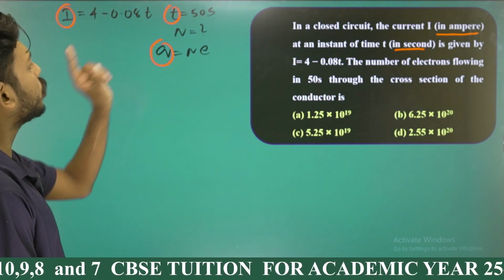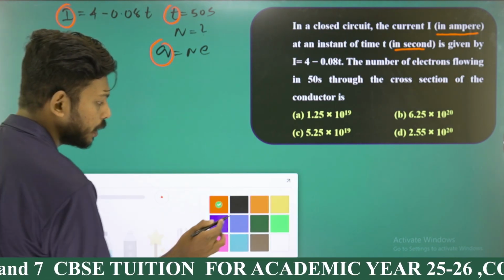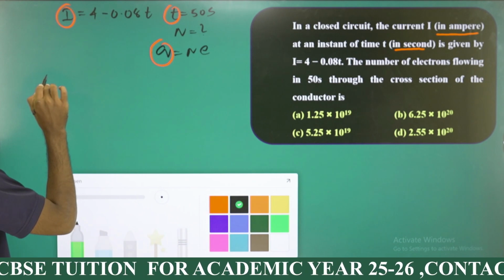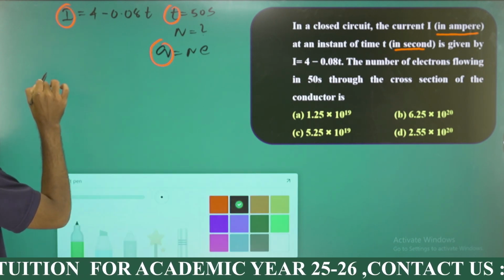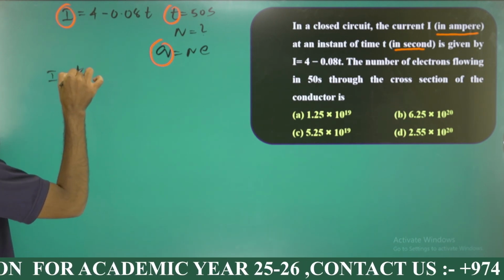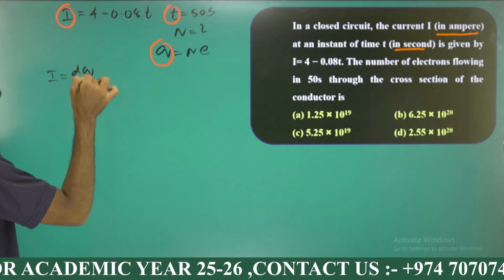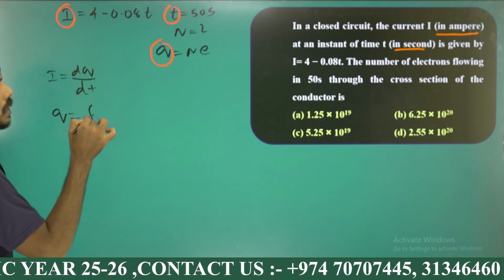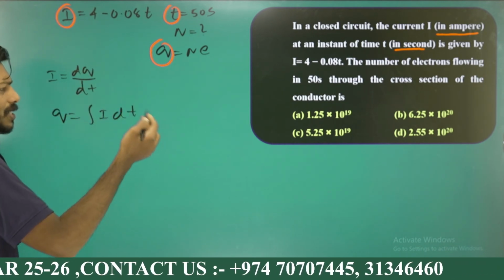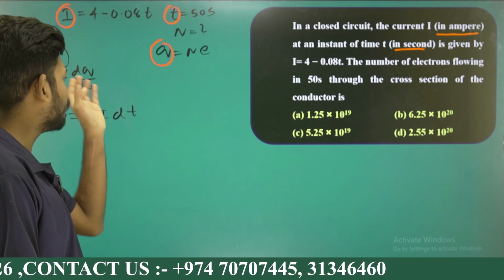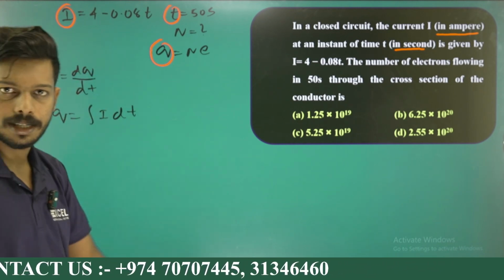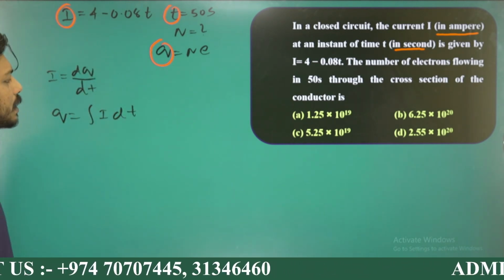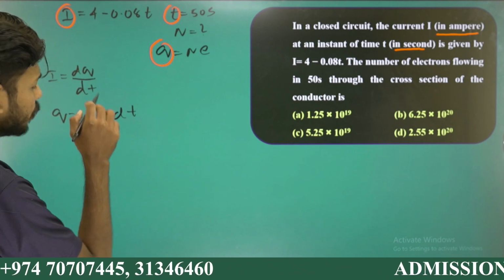So I is equal to Q by T. So what is the relation between I and Q by T? The relation is exactly the same: I is equal to dQ by dt. So we have to find Q, so the equation will change to something like Q is equal to integral I dt. It's exactly the same process. I am stepping through the basic mathematical steps here. So just integrate the terms.